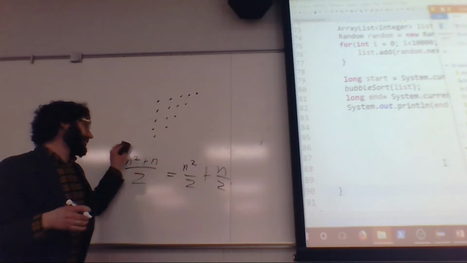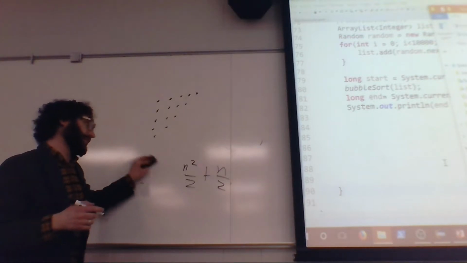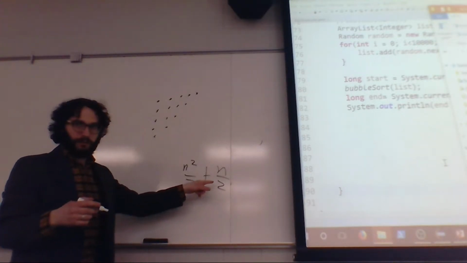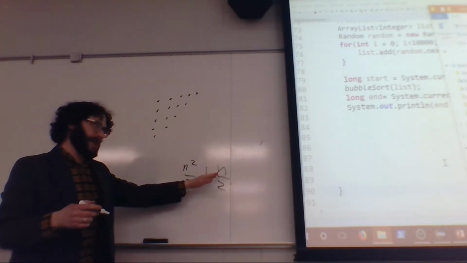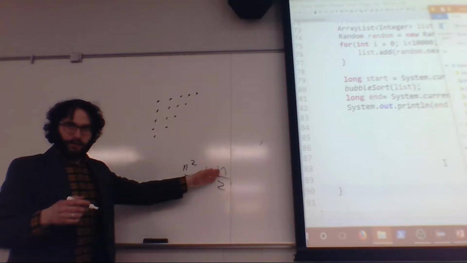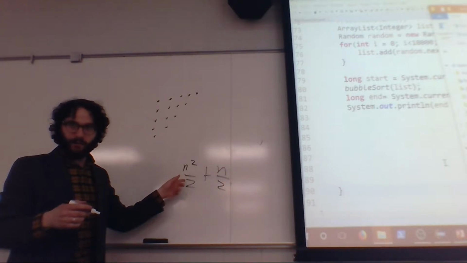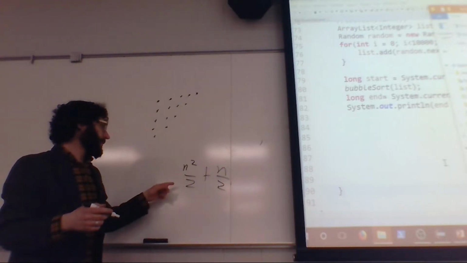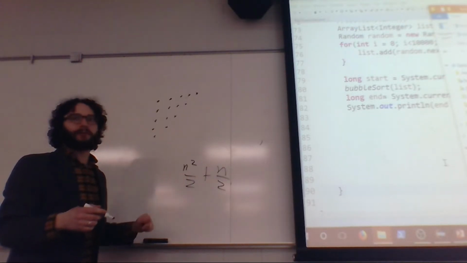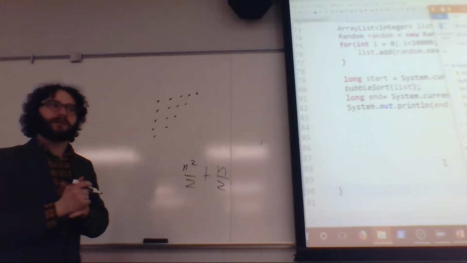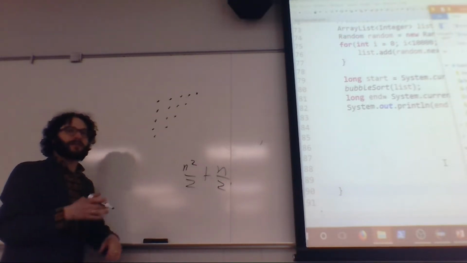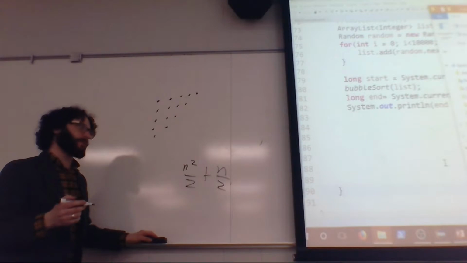Now let's throw this into big O notation. According to the big O notation, we would drop the n over 2 because that's smaller than the n squared. And then we would throw away the 1/2, so we'd get O of n squared. So even with this optimization, this is O of n squared time.